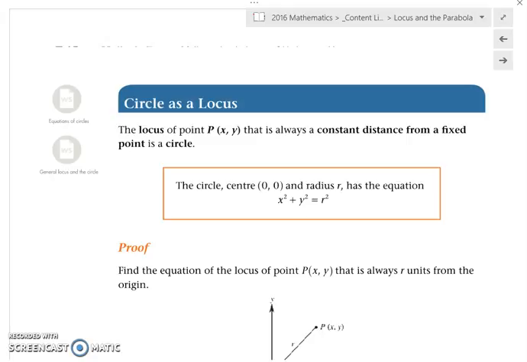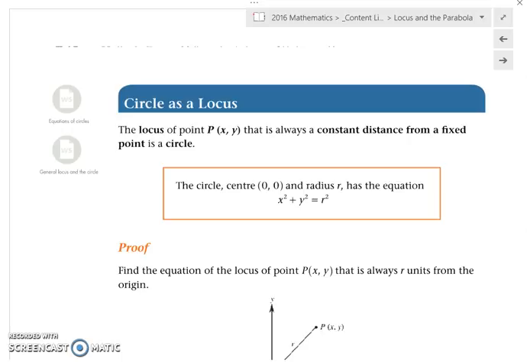The locus of a point P that is always a constant distance from a fixed point is a circle. Honestly, think about it. That's your goat. That's the goat walking around. Cool? It's from a fixed point.